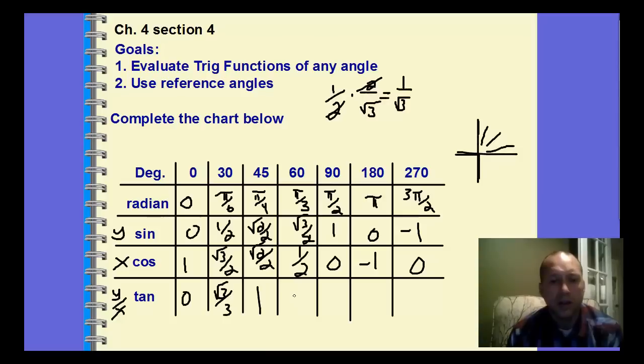45 is 1. And then we get root 3 for 60. Undefined for 90. 0 at 180. And undefined at 270. So this is trying to show you how well you know these values. These are ones you should be familiar with, comfortable with. So if I said sine of 60, you should just know it's root 3 over 2 pretty quick.